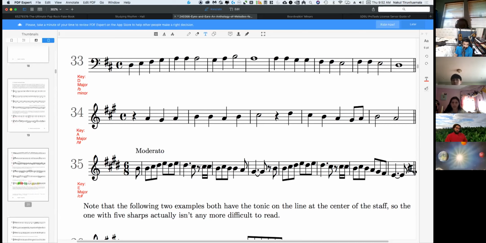The last note is E, okay? So here, we're going to talk about this important function called the dominant function today. And this is a very important function.